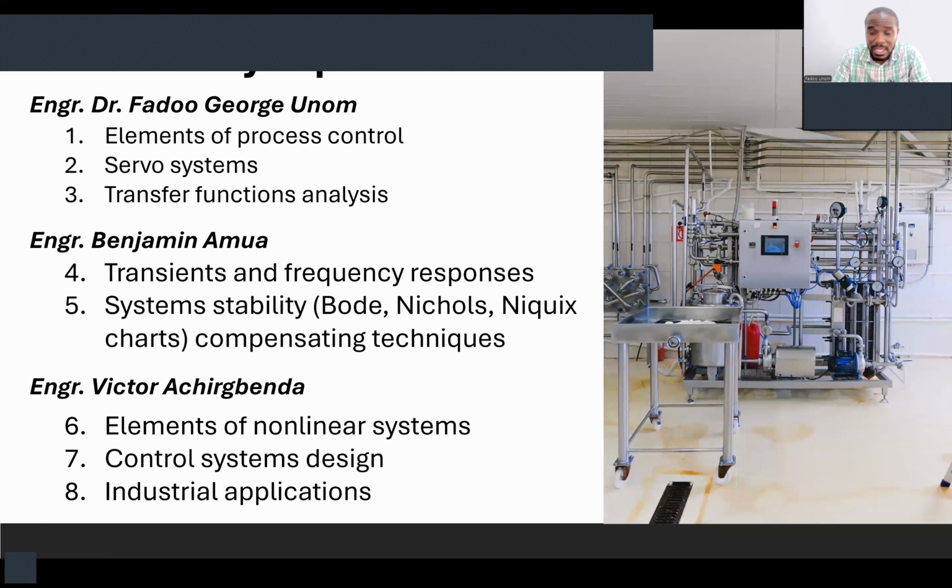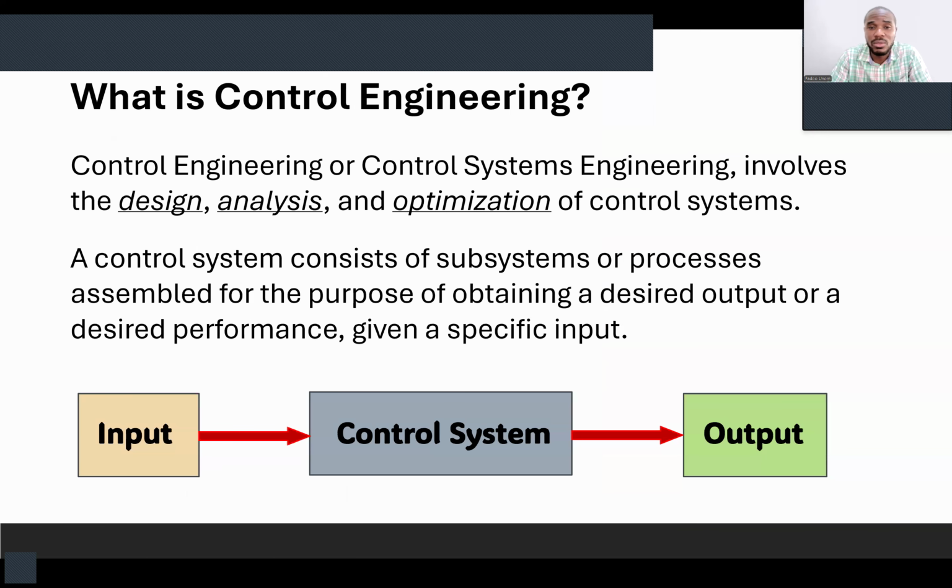Okay, so having said that, let's begin on what control engineering is. What is control engineering? So basically, control engineering is that engineering endeavor that focuses on the design, the analysis, and the optimization of control systems, all right? The design, the analysis, and the optimization of control systems.